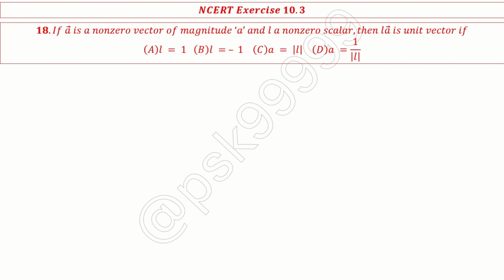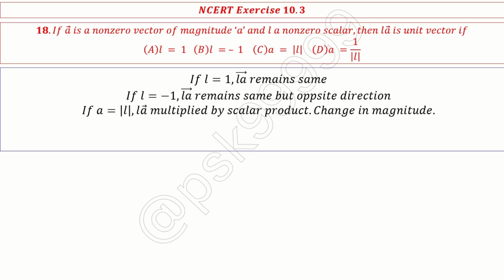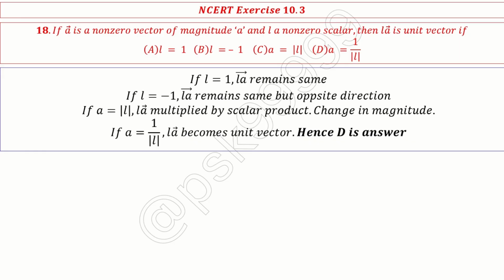Okay, if vector A is a non-zero vector and L is a non-zero scalar, then L times vector A is a unit vector if, how much should be the value of L? L should be 1 by magnitude of A, correct? That means the other way is also possible, correct? So L equal to 1, LA remains the same. L equal to minus 1, LA remains the same but in the opposite direction, correct? Multiplying by a scalar changes its magnitude. So L equal to 1 by magnitude of A, LA becomes a unit vector, hence the answer is B. This is very straightforward, simple one you can understand from there.